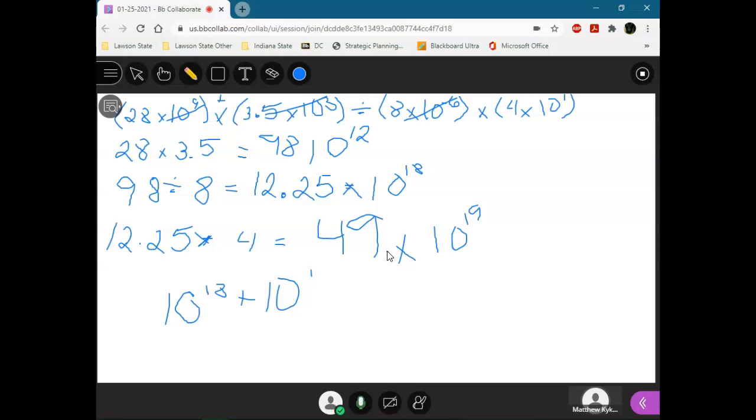The answer is neither. So what I'm going to have to do is one of two ways. If I want to put it in scientific notation, I'll move my decimal place forward once, and I will get 4.9 times 10 to the 20th. However, if I move my decimal place back one, I would end up with 490 times 10 to the 18th.